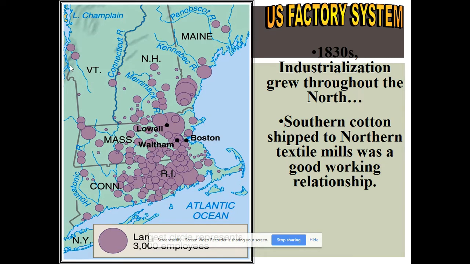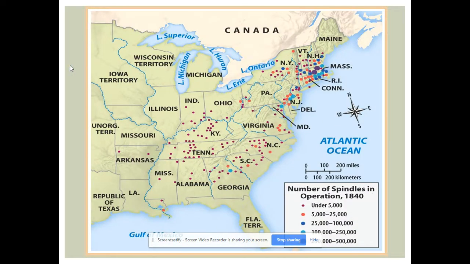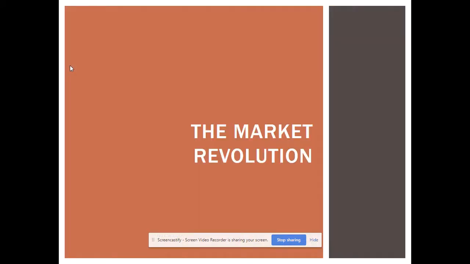You can see right here the amount of factory workers in Rhode Island, Connecticut, Massachusetts, New Hampshire, and Maine. A little bit in Vermont. These are textile mills. More of them are going to move to the South after the Civil War. I covered that in the Reconstruction lecture. All right, so we're going to stop there, and we're going to come back to the market revolution and another part of this topic.